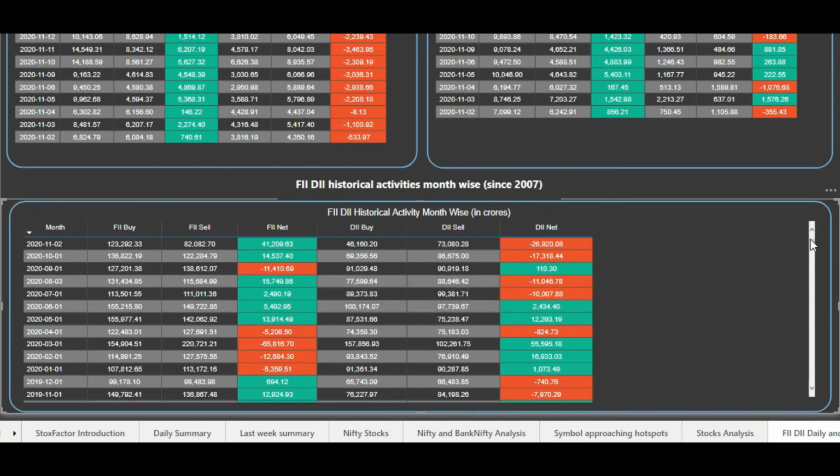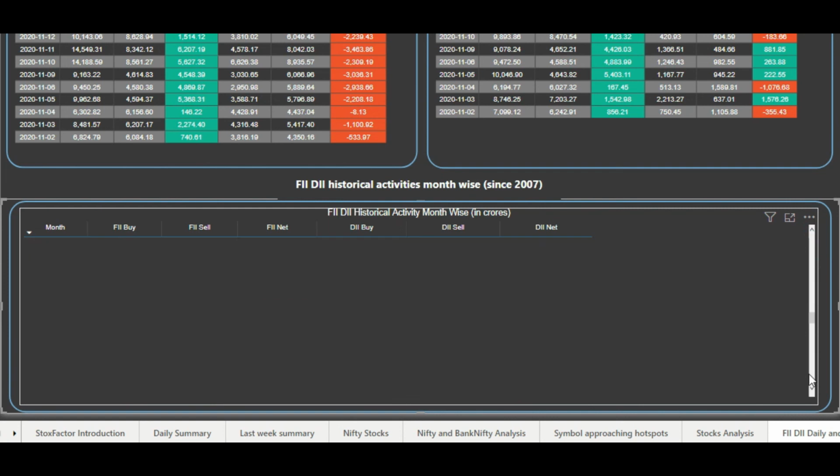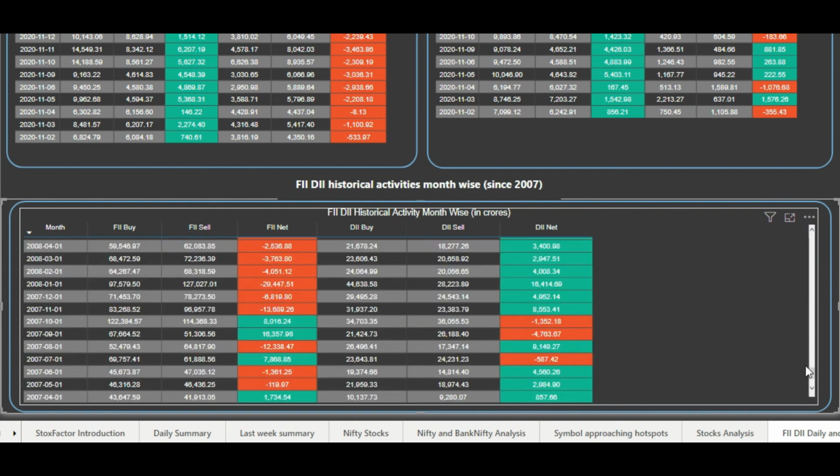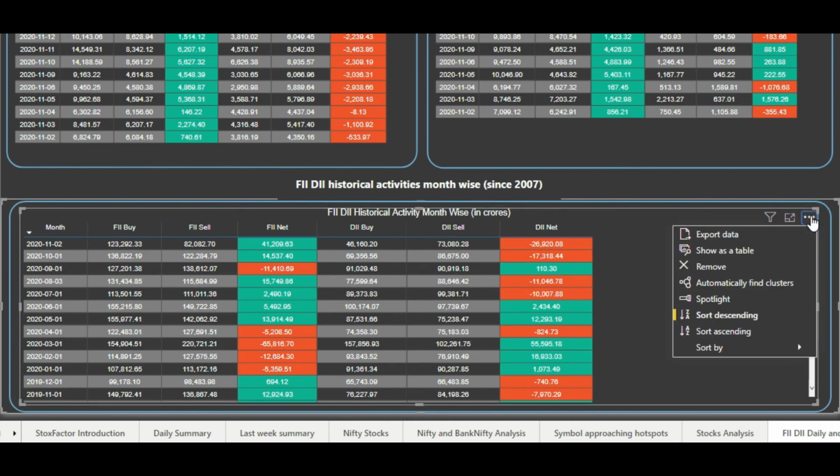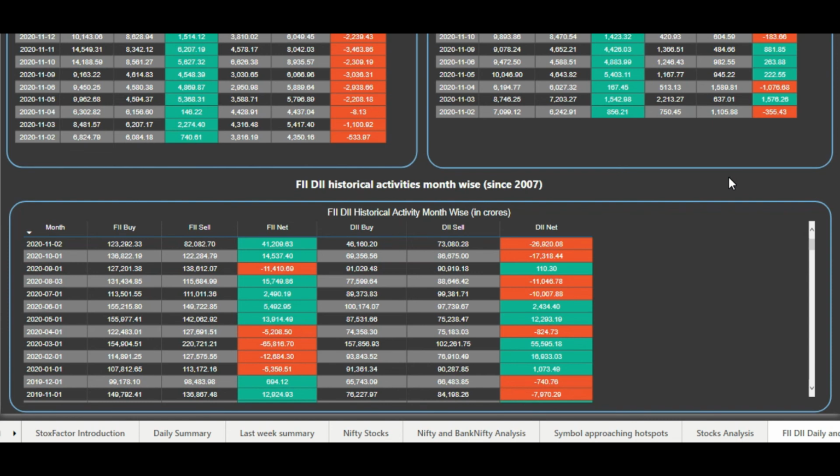So we have shown all the historical data since 2007. If you want to perform some historical analysis, you can also extract the data by clicking export data, and the data will be downloaded as a CSV. We are also providing the raw data. I mean, this aggregated data you can always download from our dashboard, in order to use that data for your further analysis if you want to.